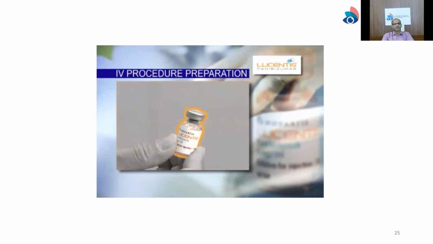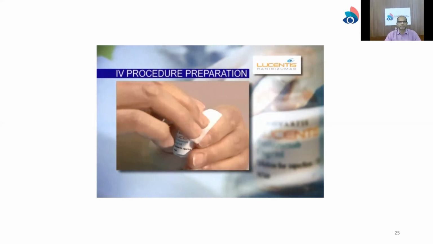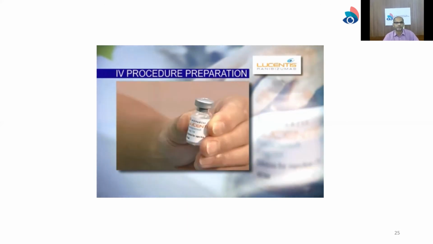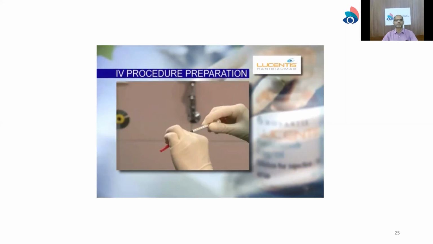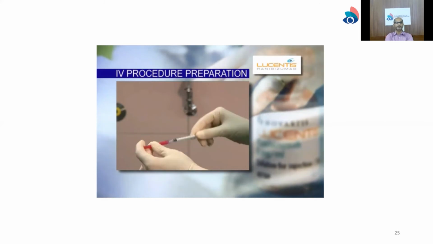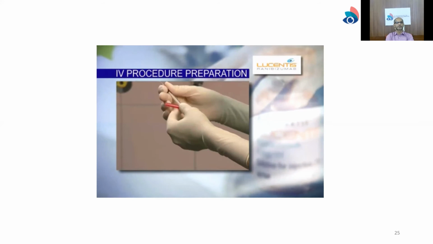Lucentis should be inspected visually for particulate matter and discoloration prior to administration. Remove the cap from the vial and disinfect the stopper with isopropyl alcohol. Attach the blunt needle to the syringe. Next, carefully remove the cap from the blunt filter needle without disconnecting the blunt filter from the syringe.